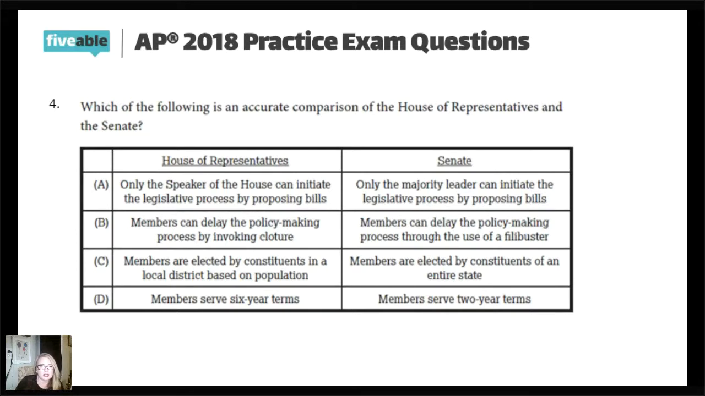On the House side, it says invoking cloture would delay the policymaking process. And that happens in the House and the Senate instead of the House. But it's not really invoking cloture that delays it. It actually would speed it up if you invoked cloture. So that makes B incorrect. Okay, so good deal. Let's go to the next.